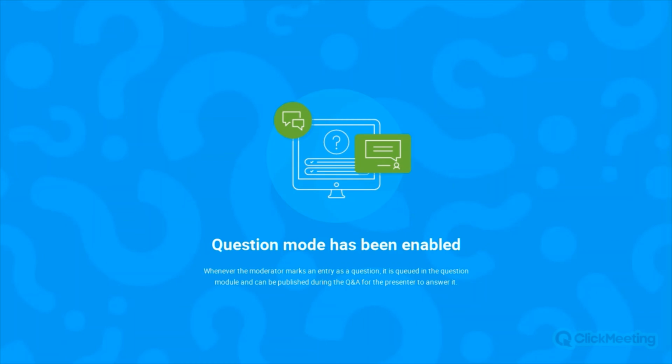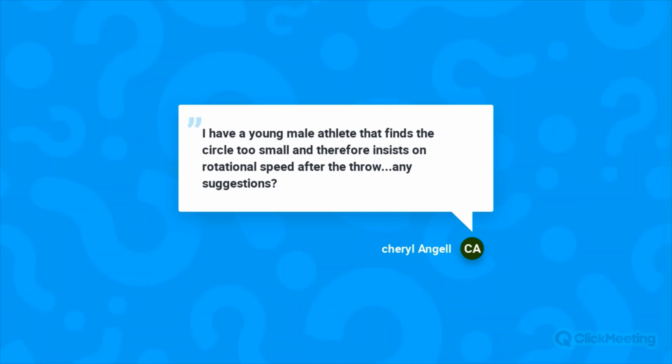Okay. Question from Cheryl. You mentioned a little bit of this before when you were talking about Lily spinning out at the front. She has a young male athlete who finds the circle too small and therefore insists on rotational speed after the throw. She's wondering whether you have any suggestions to help her out.